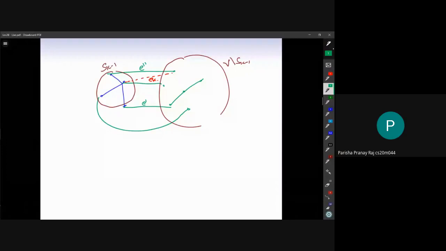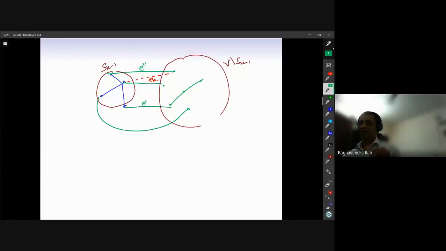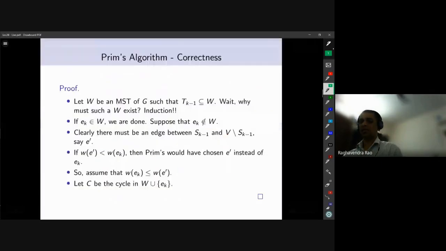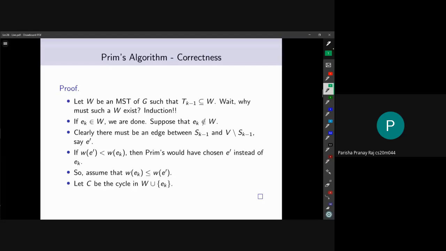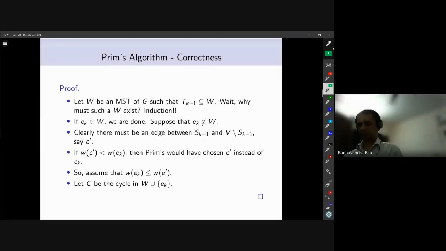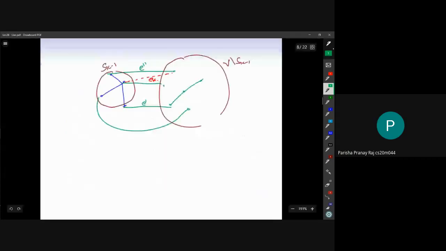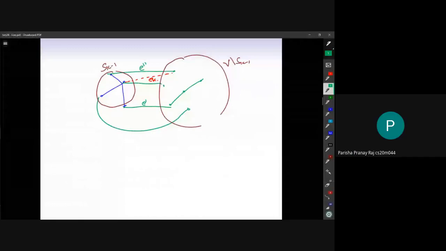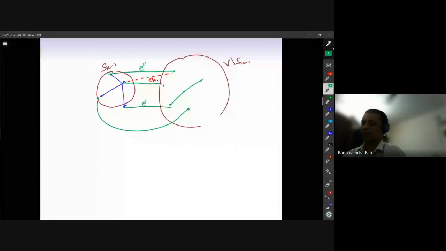Sir, how does E prime differ from E double prime? E prime is one edge, right? It need not be the same as E double prime. There could be multiple edges. So when we say E prime doesn't belong to the cycle, E prime is all those edges that go from Sk minus 1 to V minus Sk minus 1, and we didn't say how to pick, right?